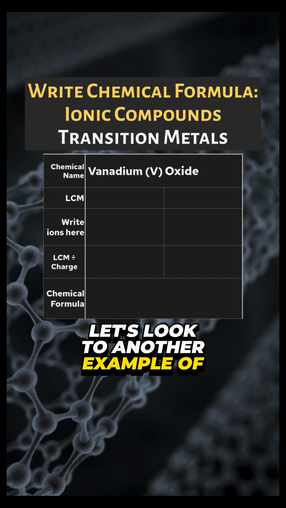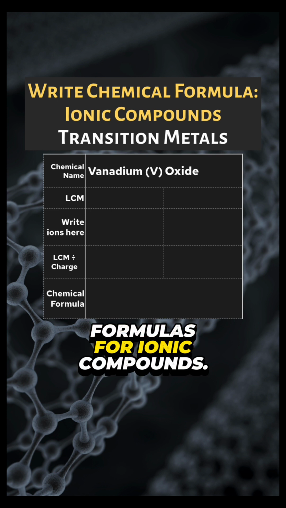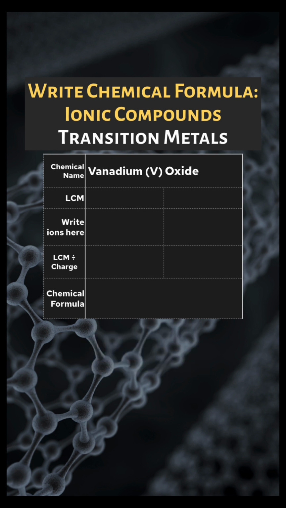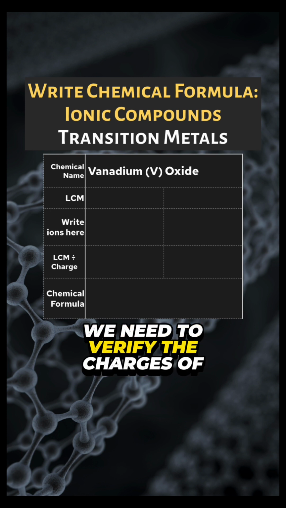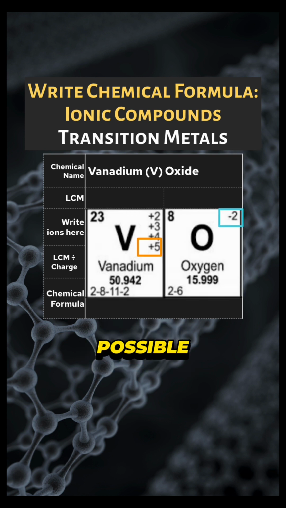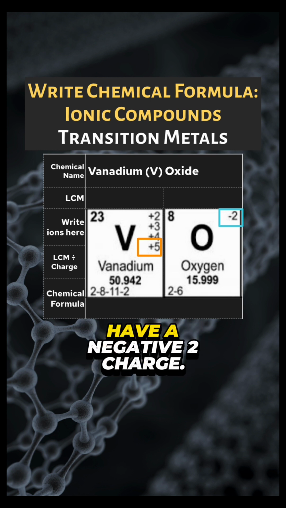Let's look to another example of writing chemical formulas for ionic compounds. This time we're working with vanadium 5 oxide. Knowing that this contains a transition metal, we need to verify the charges of our ions using a periodic table or a list of your choice. Here we notice that it is possible for vanadium to have a positive 5 charge. That's what the Roman numeral tells us. And then oxygen is verified to have a negative 2 charge.